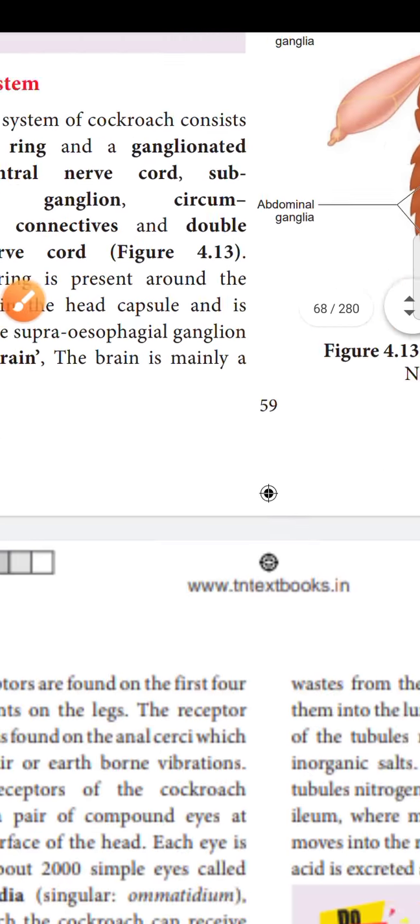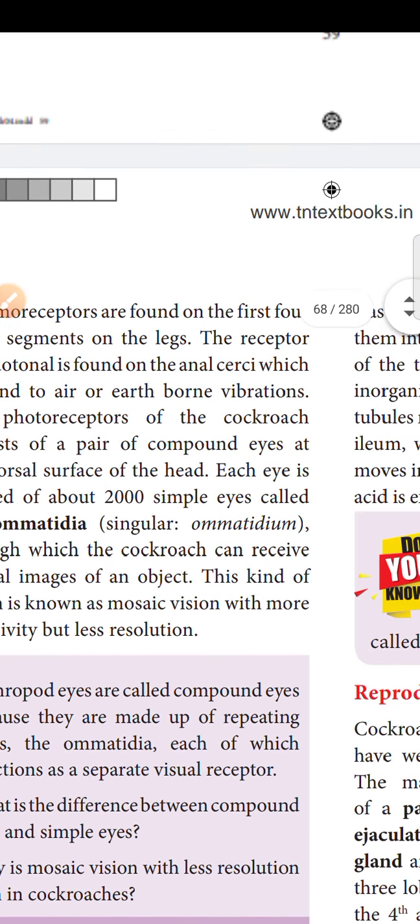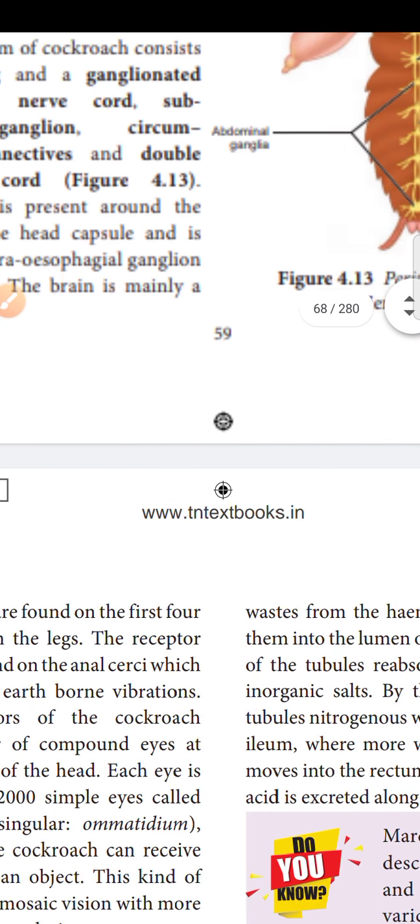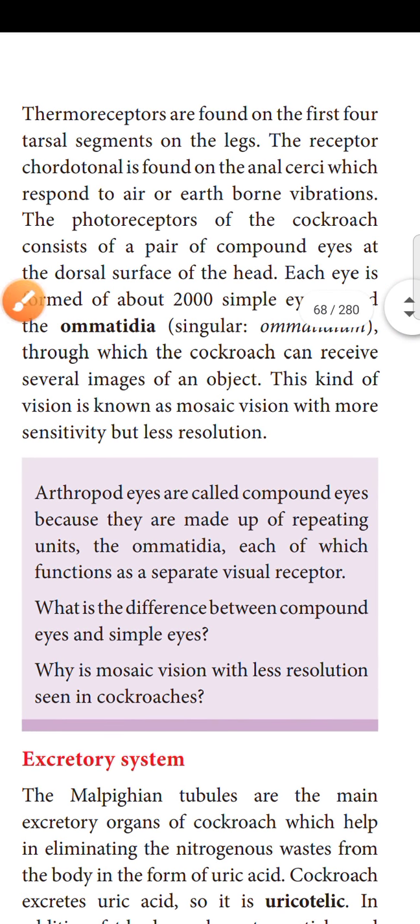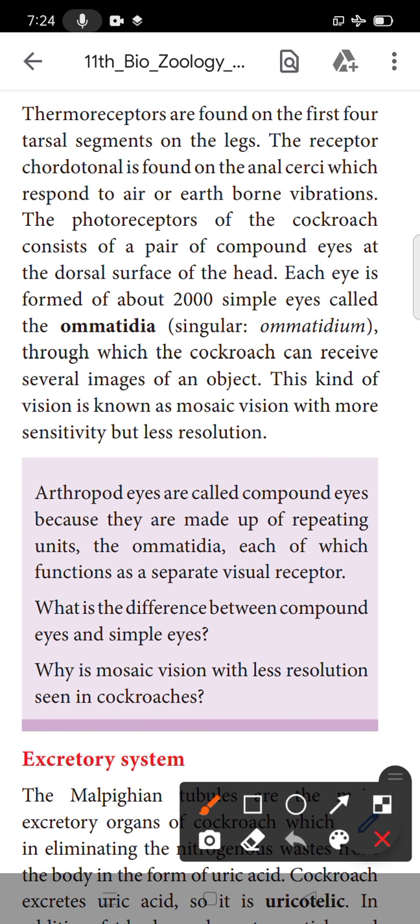Okay, then next one is present. The form of them is a labium. The thermoreceptors are found on the first 4 dorsal segments of the legs. Where are the thermoreceptors? On the first dorsal segments of the legs. The receptor is the crotononal.